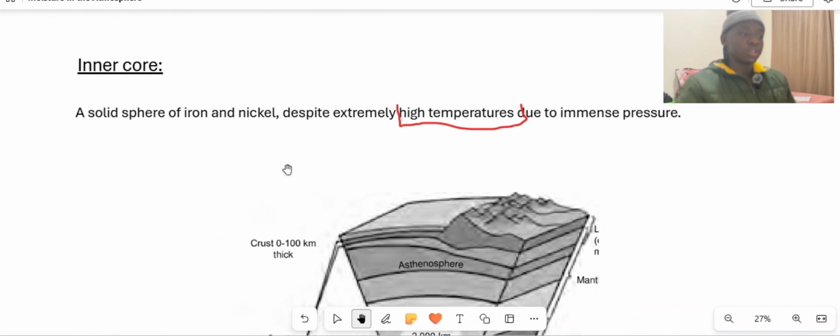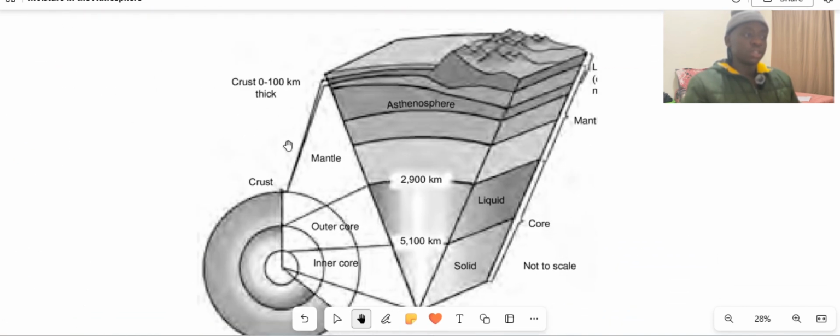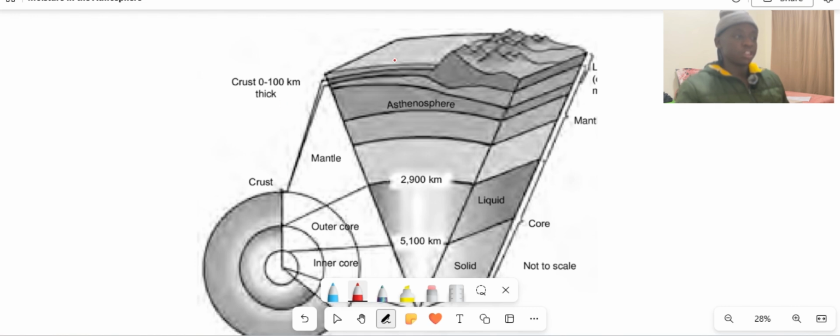So to solidify your knowledge, we must go on to what? To a further clearer, more structured diagram. So first and foremost, I'd like you to recognize this here is what we call what? A crust. So a crust is what? 0 to 100 kilometers thick. Yeah, so it's very thick.